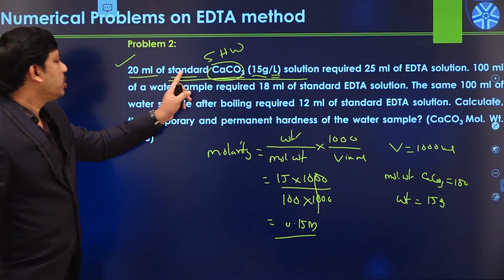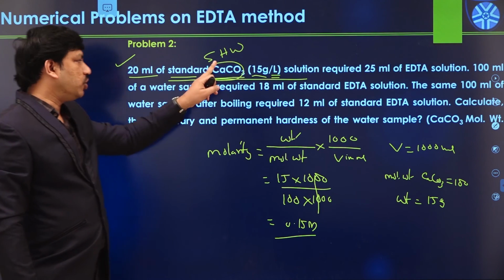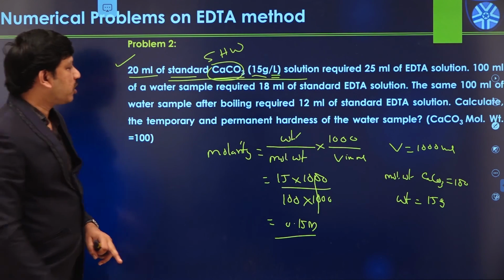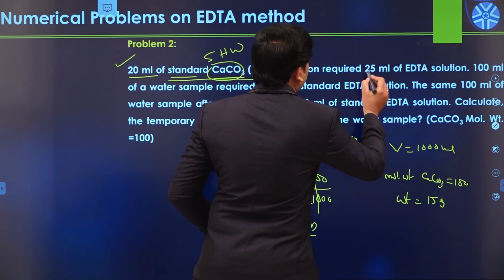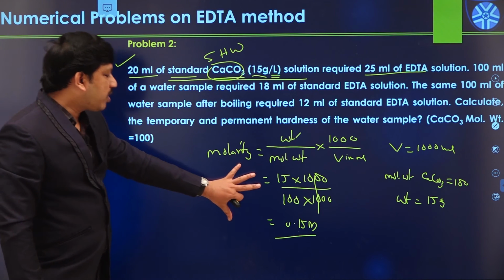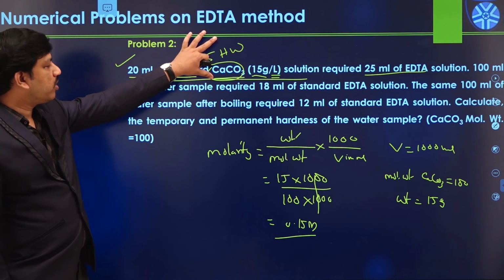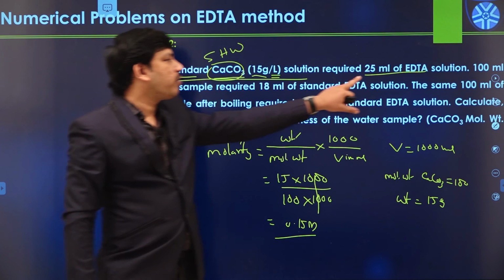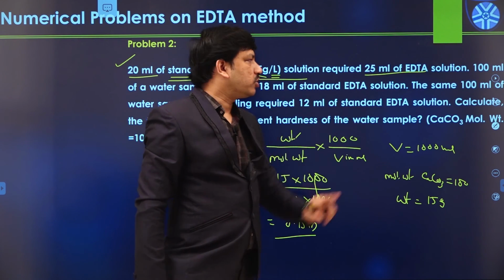So that means they have a 0.15 molar standard solution of calcium carbonate, and that solution requires 25 ml of EDTA solution. So like this, first of all we have to understand the concentration of standard hard water. By using this hard water, again we have to measure the concentration of EDTA solution. That is the first step.